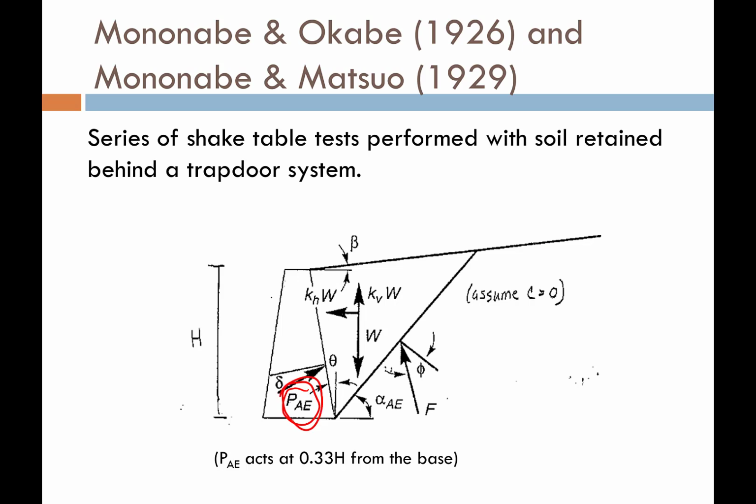We have a P sub AE, and instead of just PA for the active pressure, the active force acting on our wall, this E also means earthquake. So it's the dynamic component coming from the earthquake. And then it's also going to affect the critical angle. So we're going to have a different angle instead of what we might have in the static case. And we're assuming that we have granular backfill here, so cohesionless backfill. And they still assumed that this PAE acts 1/3 up from the base of the wall. Okay?